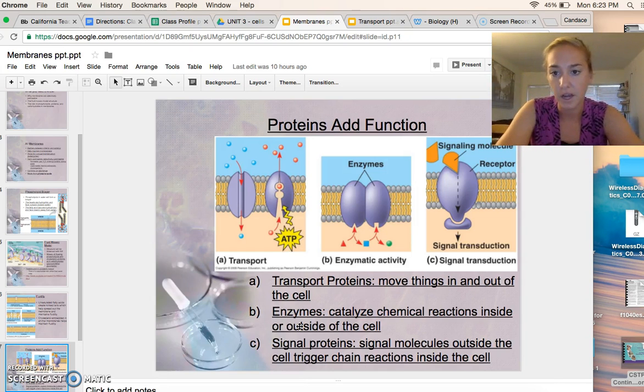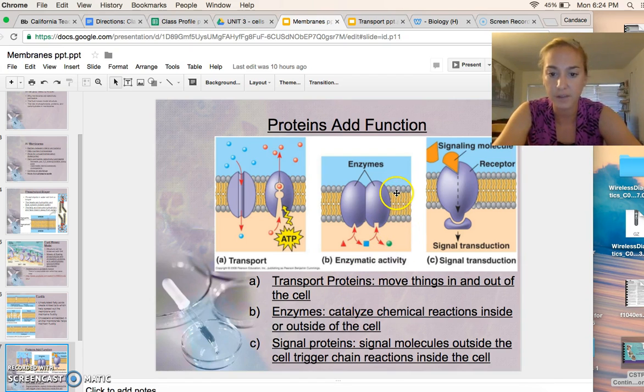Okay, protein. I mentioned a few different types of protein when we talked about the fluid mosaic model, and here they are. So you've got transport proteins. Their job is to move things in and out of the cell. This is on the left side here. You see they have a little channel that things can go through. We have enzymes embedded in the membrane, and you already know that enzymes are supposed to catalyze or speed up chemical reactions. They can do this inside or outside of the cell.